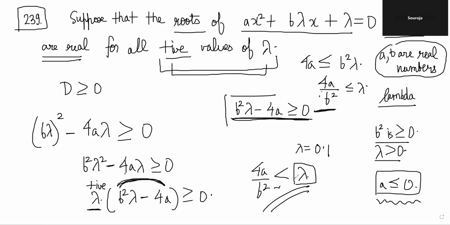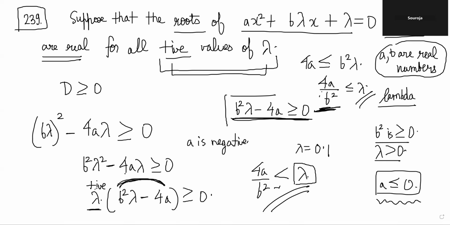But if a is negative, then the left side is negative, and the left side is always smaller than a positive thing. Then it will be true for all positive values of lambda. Do you understand the logic?